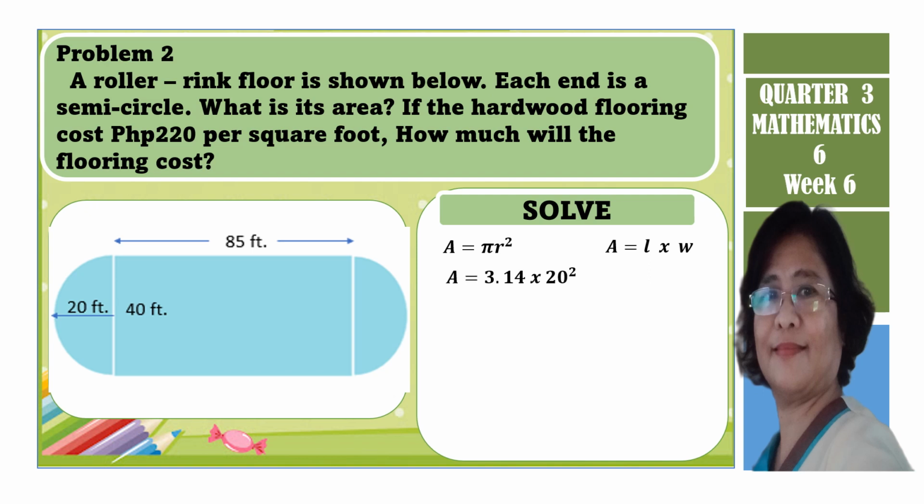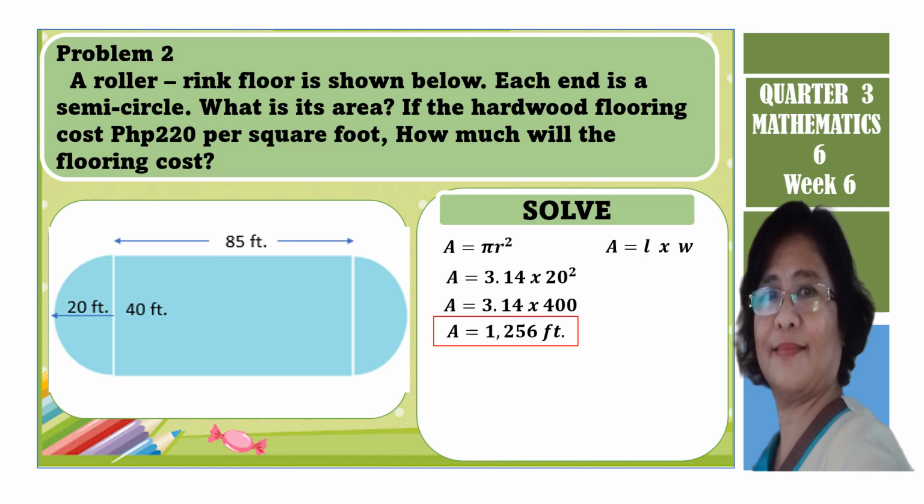Substitute in the formula. Our radius is 20, so 20 to the second power times the value of pi, 3.14. To solve this, first perform the exponent: 20 times 20, or 20 to the second power, is equal to 400. Times 3.14, we have 1,256 feet for the circle.